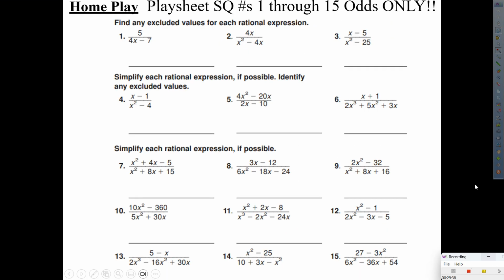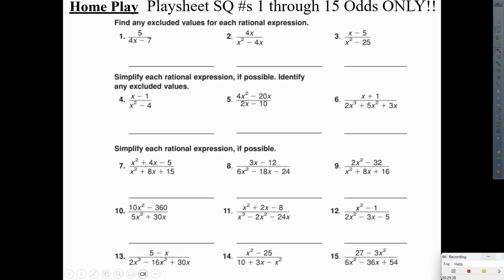All right, so we have plenty of time to do the home play in class. Home play for tonight is odds only. There's a play sheet. Now notice for each of these, they don't ask you to do everything that we did for each of the problems. Look at numbers 1 through 3. They just want the excluded value. For numbers 4 through 6, they do want the excluded values and simplified. And from 7 all the way to 15, they just want it simplified. No excluded values for that one.